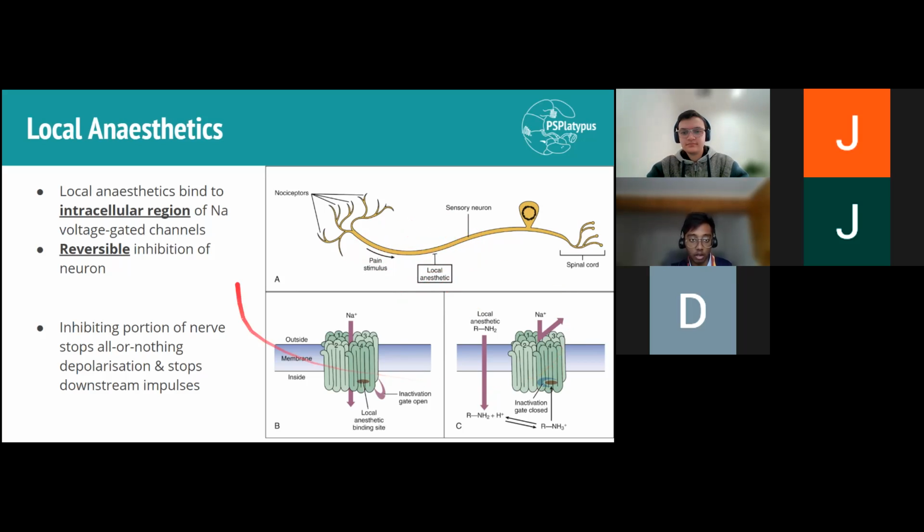You can see on this diagram, in B and C, how the local anesthetic has to cross the membrane layer, and once it's intracellular, it binds to its specific binding site and causes the inactivation gate to close.